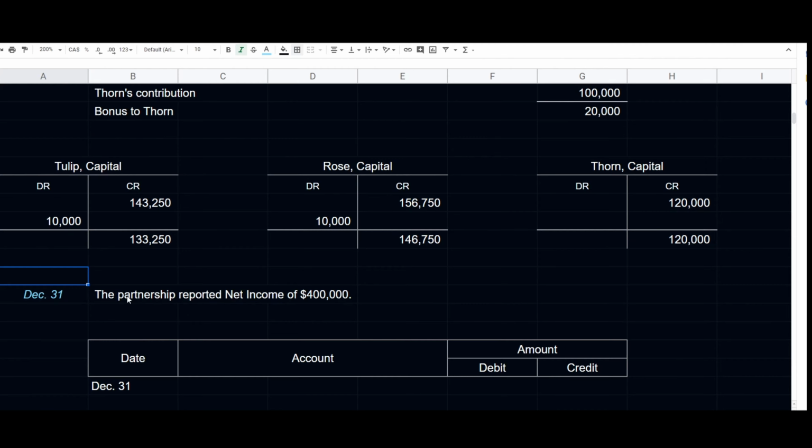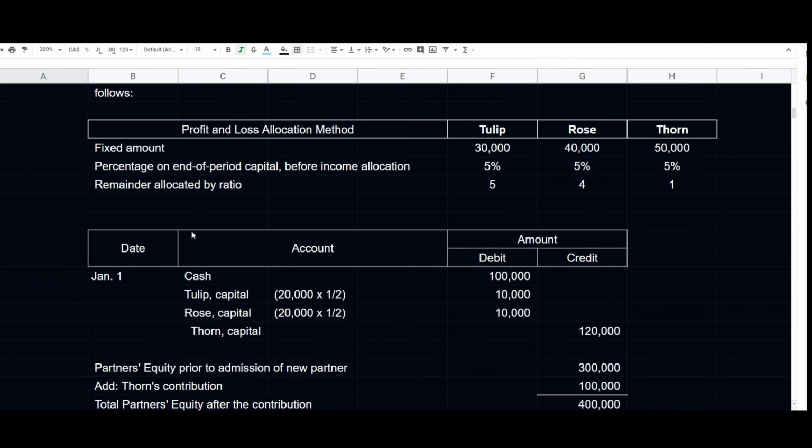The partnership reported net income of 400,000. In order to do this correctly, we need to go back and remind ourselves of what their partnership agreement looked like. There was a fixed amount paid to each partner, 30, 40, and 50,000. Then we take a percentage of 5% on their end of period capital before any allocations are done. And finally, the remainder is allocated via a ratio.